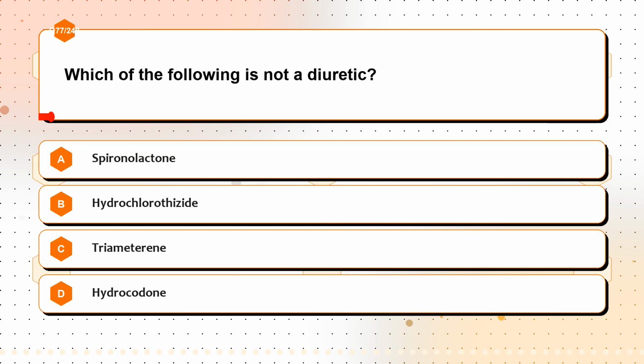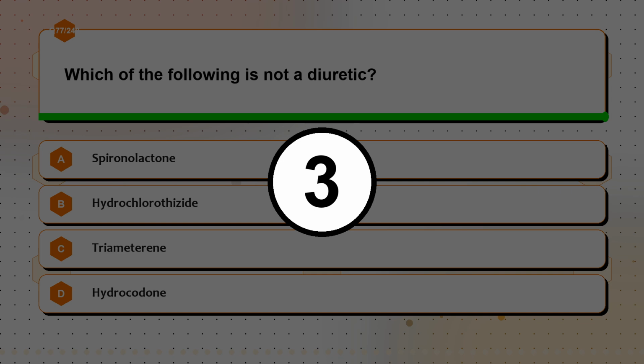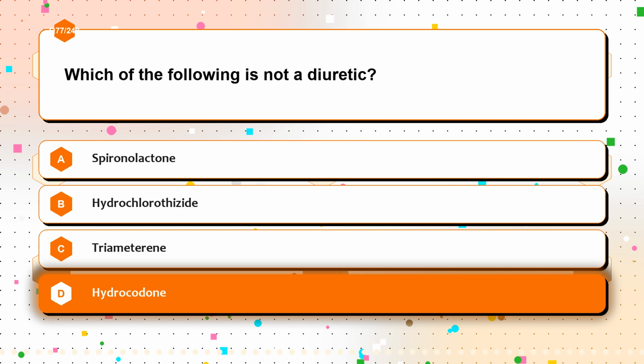Question 77. Which of the following is not a diuretic? Here are the options. Option A, spironolactone. Option B, hydrochlorothiazide. Option C, triamterene. Option D, hydrocodone. The correct answer is option D, hydrocodone.